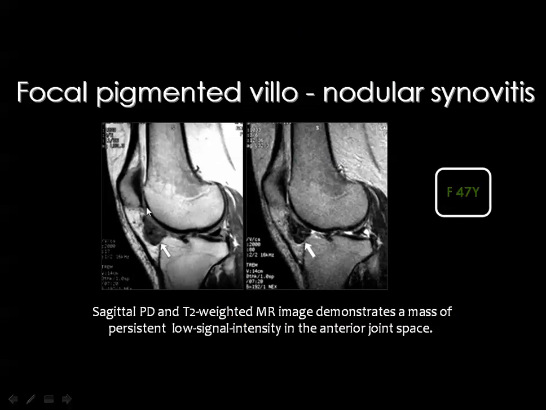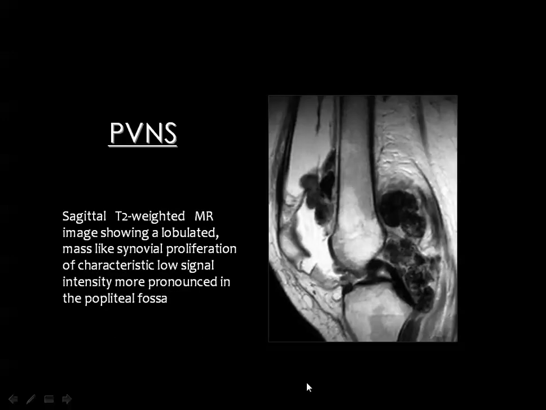And this is focal pigmented villonodular synovitis in a typical place, which is the infrapatellar bed of fat. Along the anterior aspect of the joint line, there is a lesion of low signal in the T1 and also low signal in the T2 weighted image. And this is also considered the classic appearance of pigmented villonodular synovitis, and you can see multiple low signal masses in the anterior and posterior compartments of the joint.